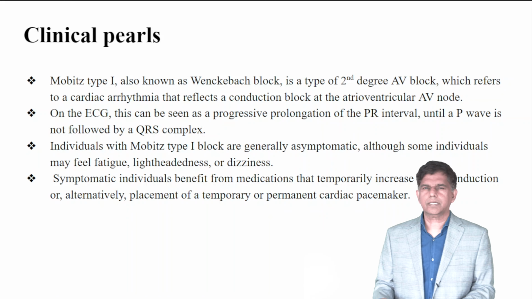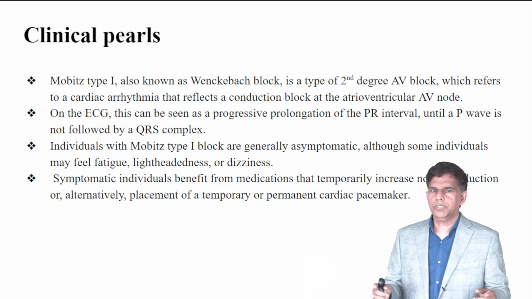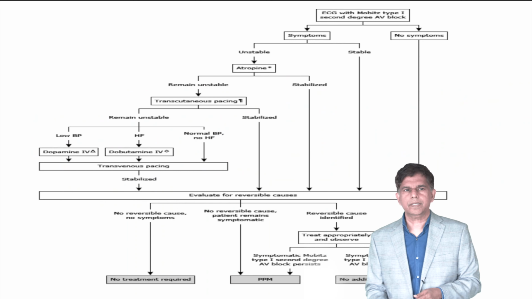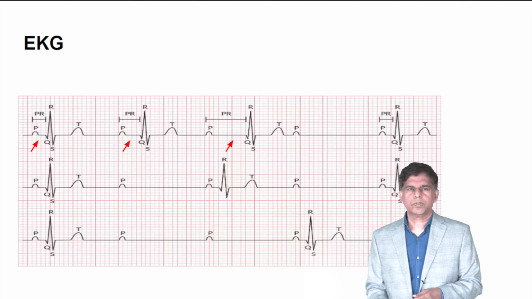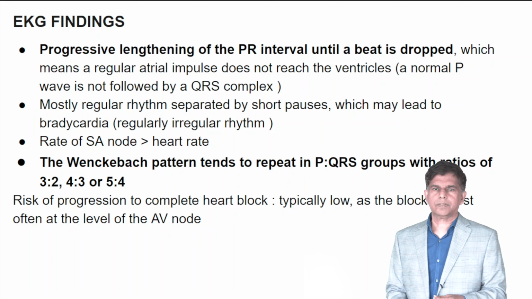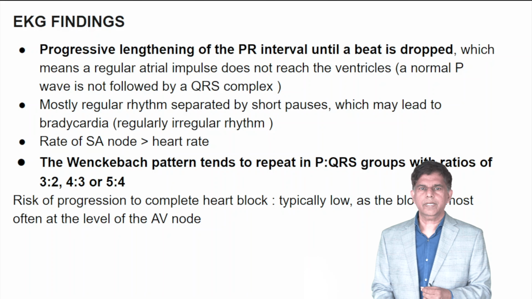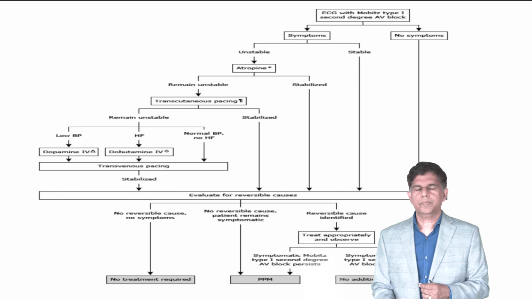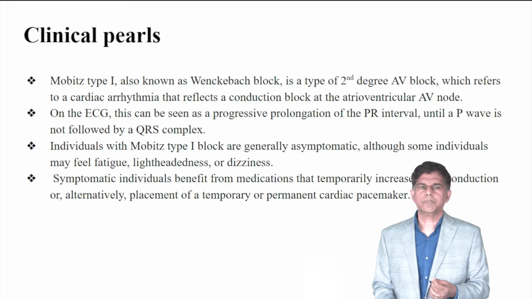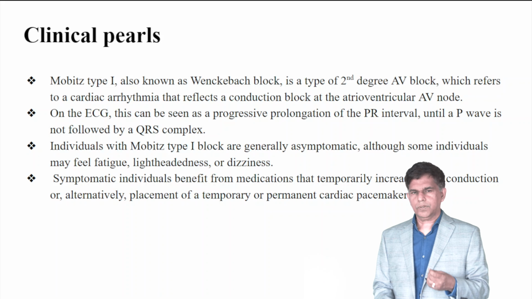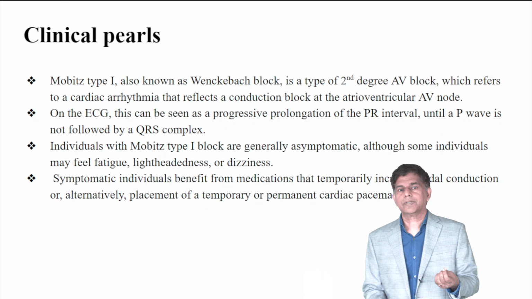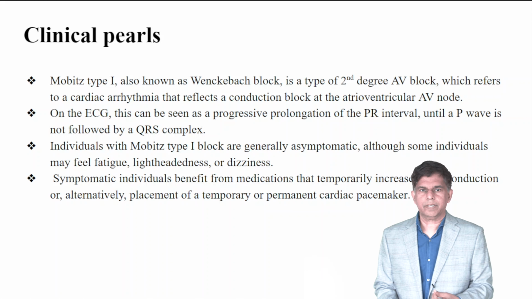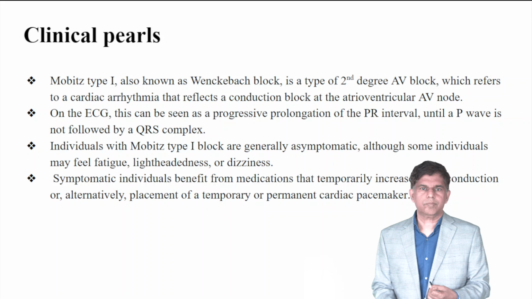So when you talk about some clinical pearls, again, make sure you know the EKG finding, which is progressive lengthening of the PR interval until a beat is dropped. Okay, and then you have to think about in what situations we have to put the pacemaker in. And then you also have to know some of them can remain asymptomatic for a long time also.